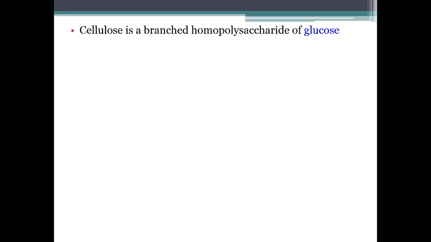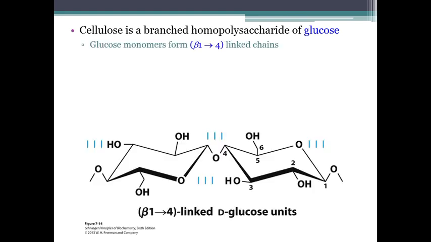Cellulose is another example of a homopolysaccharide of glucose. Cellulose is composed of glucose monomers that form beta-1,4 linked chains, as shown here. So this is beta-1,4 linked D-glucose units. The difference between cellulose and amylose is that amylose is alpha-1,4 linked.